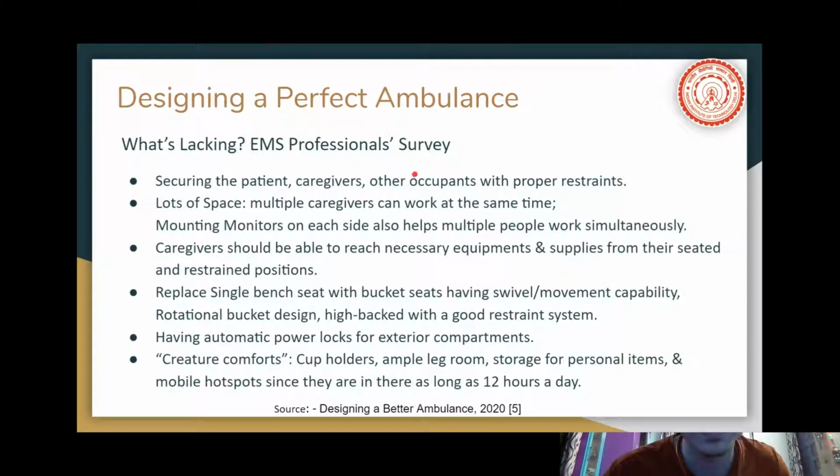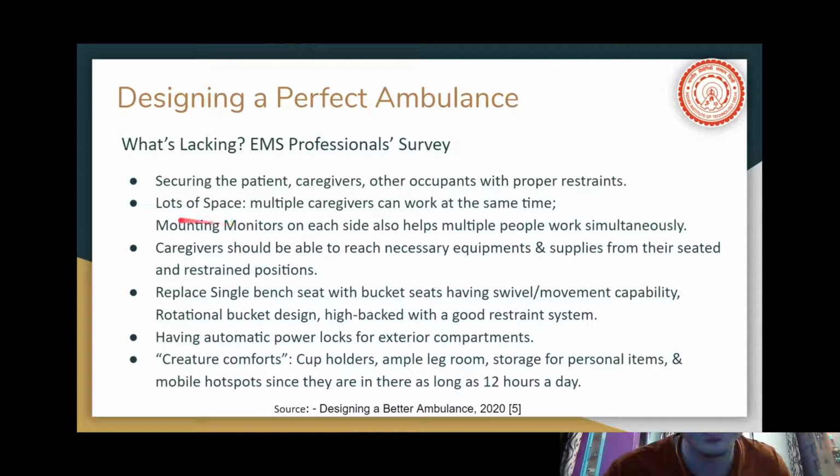Securing the patient, caregivers, and other occupants with proper restraints. Another one being lots of space, and by that they mean that multiple caregivers can work at the same time if there is a lot of space, and also there should be mounting monitors on each side so that multiple people can work.